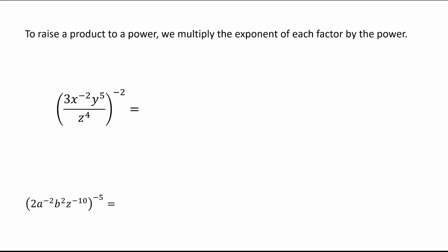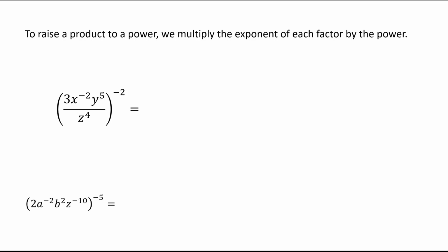Okay, so we're going to start with just a few of these problems from lesson 53 that we didn't quite get to. So remember, when you raise a power to another power, you multiply the exponents. So when we raise 3x to the negative 2y to the fifth over z to the fourth to the negative 2 power, we're going to distribute that exponent to all the exponents in the parentheses. And we're going to multiply them.